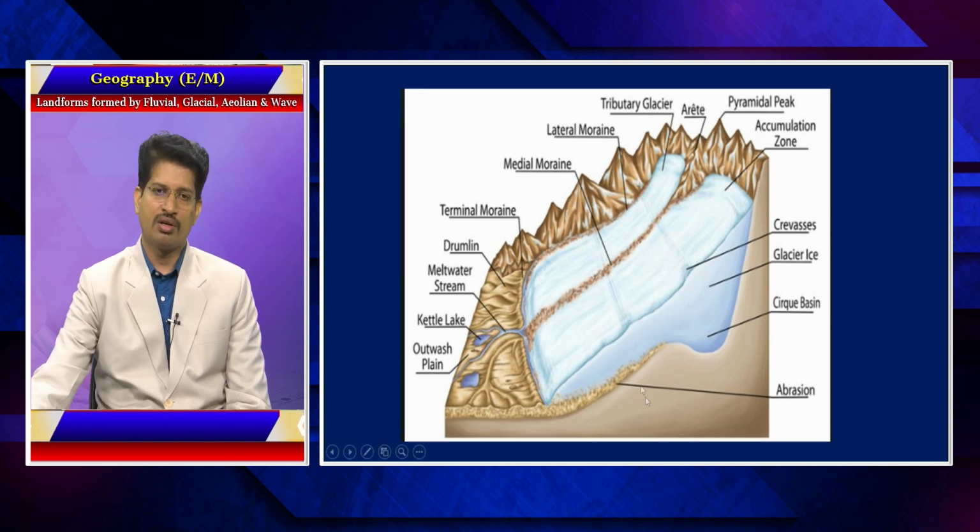When this eroded material is on the lateral side, it is known as lateral moraine. When it is between the glaciers, it is known as medial moraine. End moraine or terminal moraine is at the end of the glacier. So, in this valley basin, the eroded material is being carried away by the moving glacier, which is being classified as lateral, medial and terminal moraine.